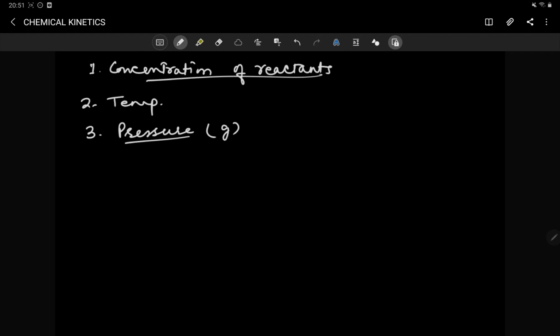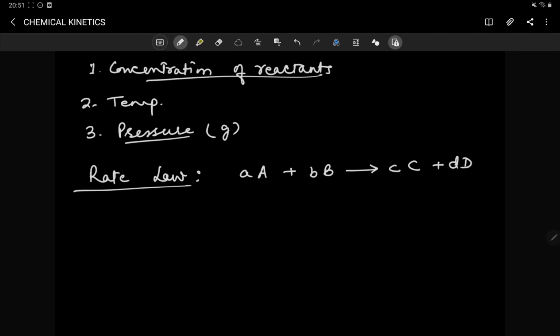If we express the rate of reaction in terms of the concentration of reactants, that expression is called rate law. So, now what is rate law? Say we have an equation, that is a moles of A reacting with b moles of B gives c moles of C and d moles of D. So this is the reaction. Here A and B are reactants, and small letters a and b are the stoichiometric coefficients in the balanced chemical equation.